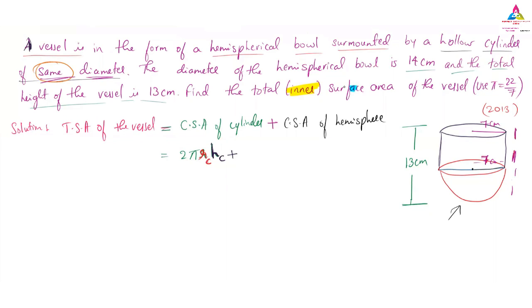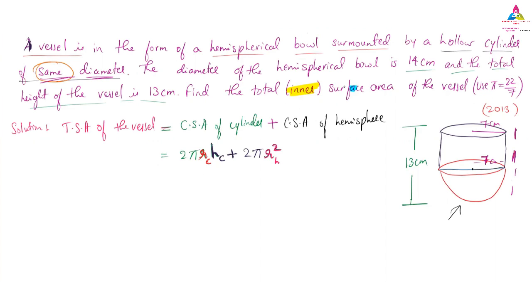Curved surface of the hemisphere is what? What is the curved surface of the hemisphere? 2 pi r square. Yes, so we are going to have the 2 pi r square. Here we have one more r, that is the radius of the hemisphere. So I will take RH, it will be the radius of the hemisphere.